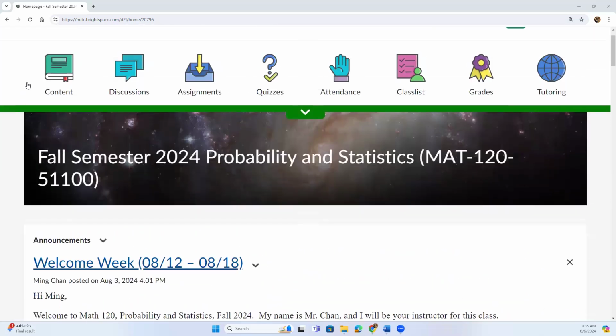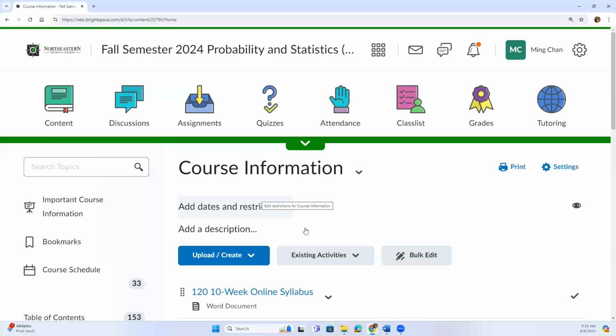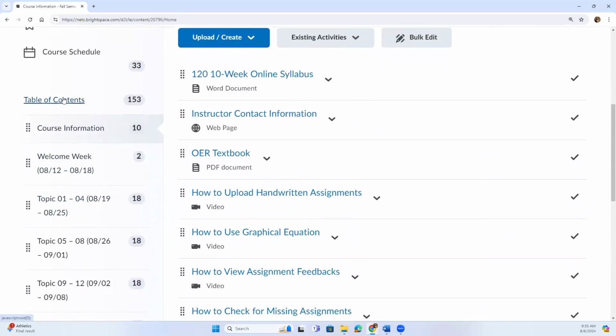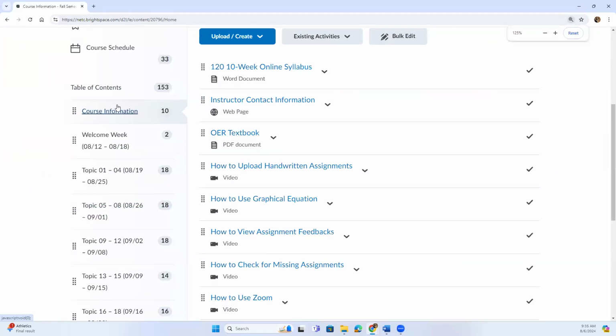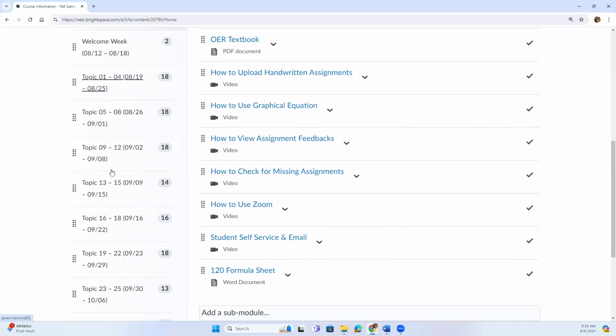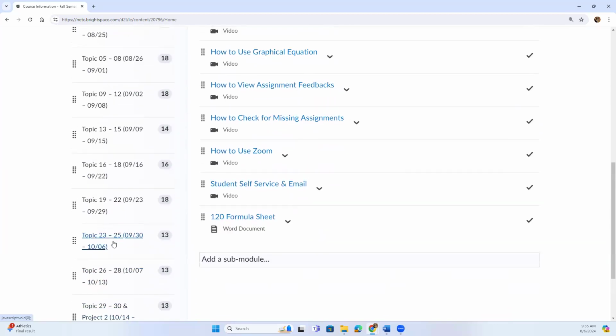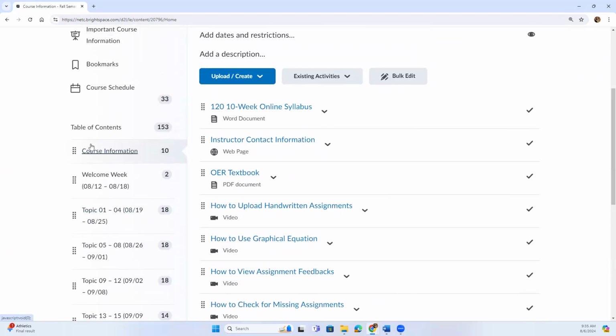So for basic navigation, when you first log in, to access our course, click on content. This is the quickest way to see everything you need to see for the course. On the left-hand side, under the table of contents, everything is displayed by the weeks. And this shows all the topics that will be covered in this class. We'll go over the course information here in a little bit.